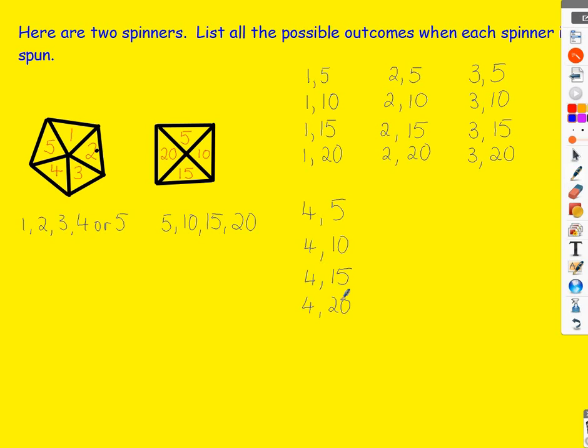And finally, the only other option then for the first spinner would be it landing on 5. So we could have 5 with 5, we could have 5 with a 10 on the second, 5 with 15 on the second, and finally 5 with 20 on the second one. So that there shows you all the different outcomes when these two spinners are spun. And that's the end of the lesson.